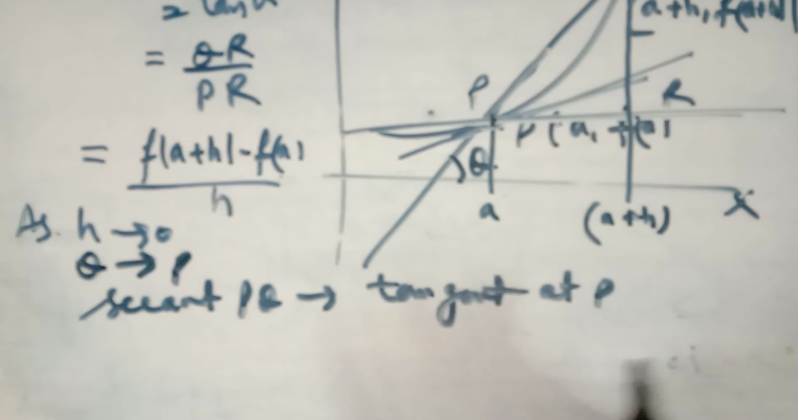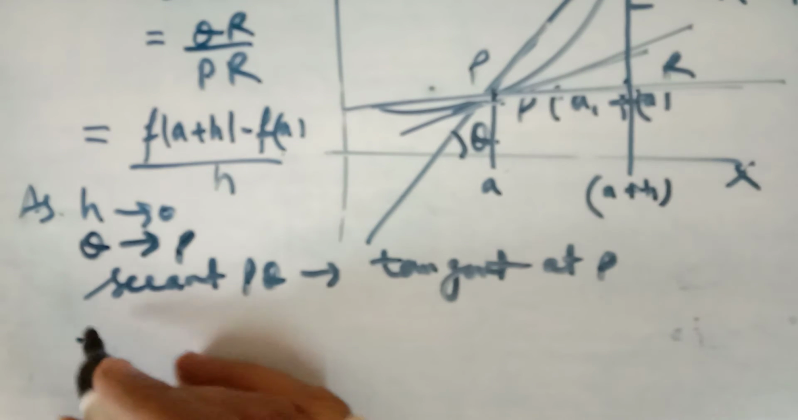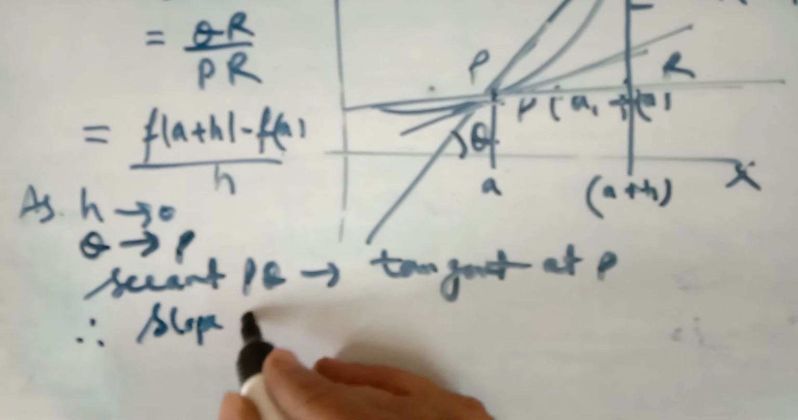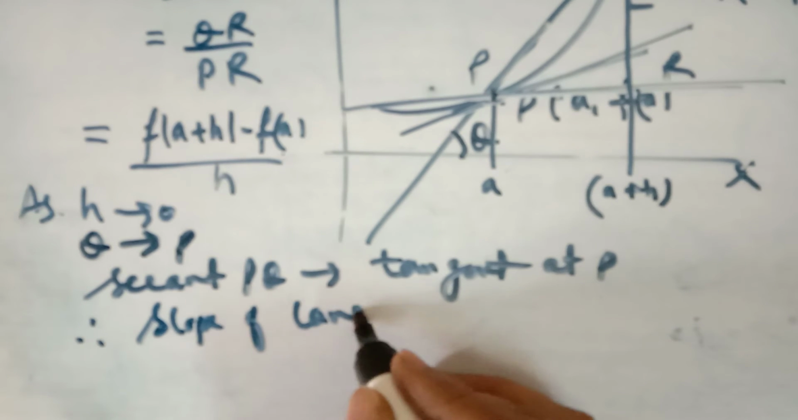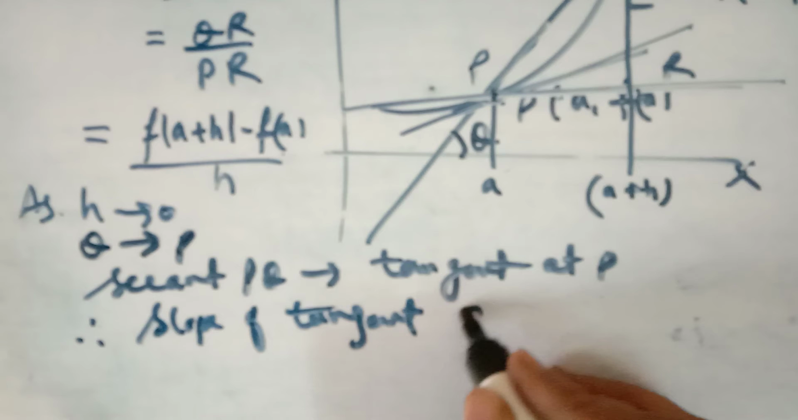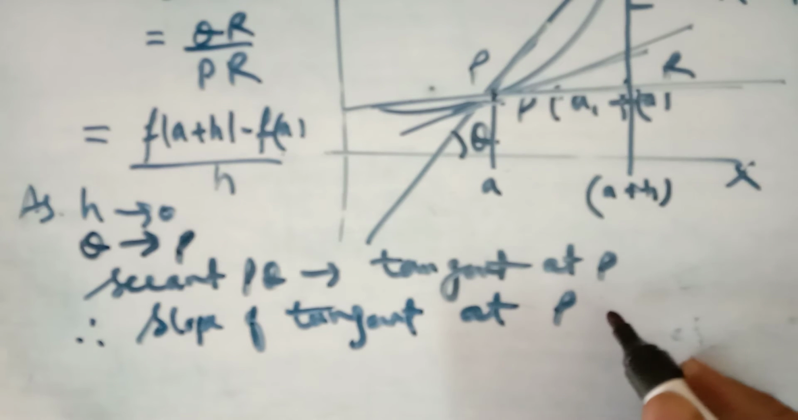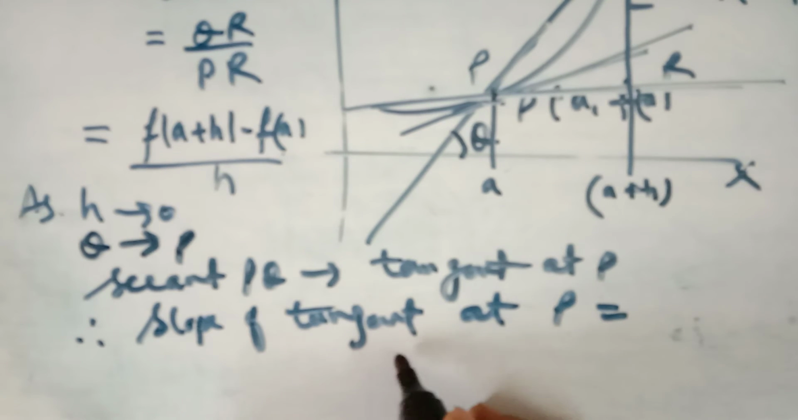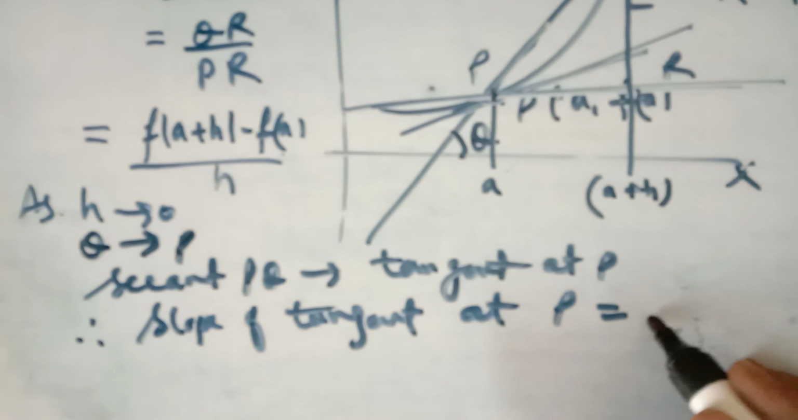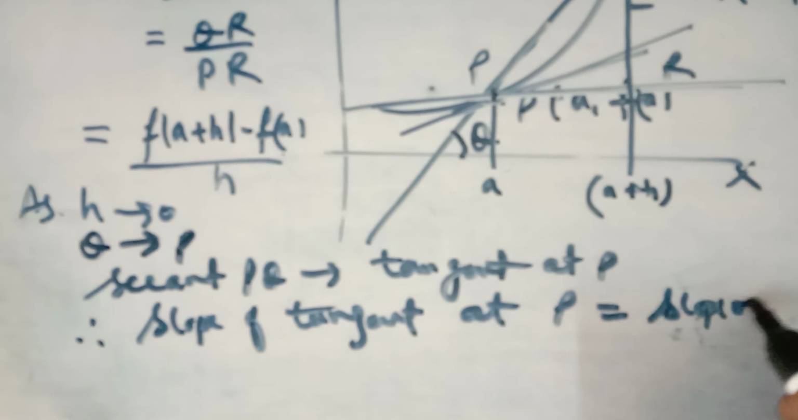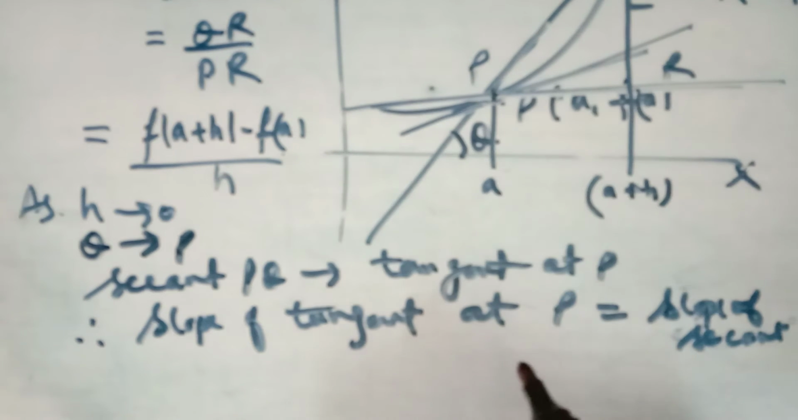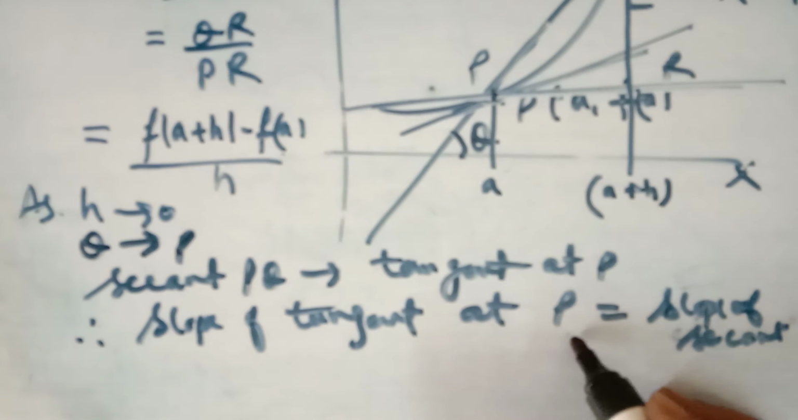So the slope of the tangent at P will be equal to, how much is it equal to? The slope of the secant PQ, which we have already found out, as Q goes to P.